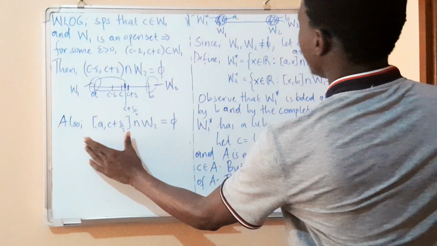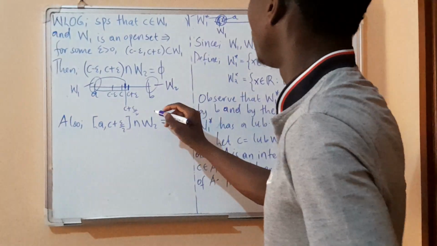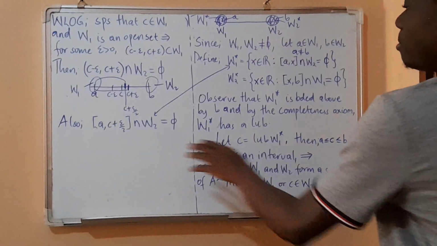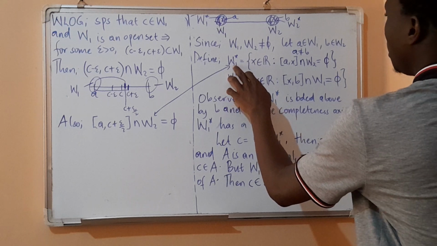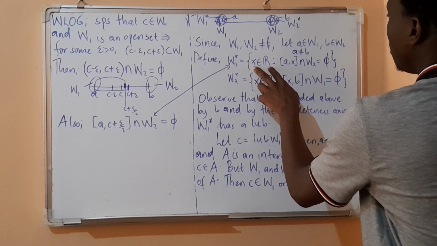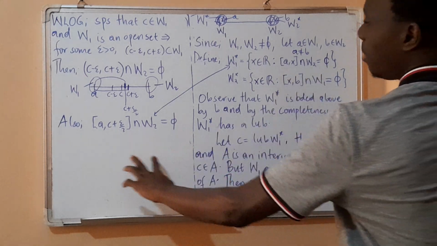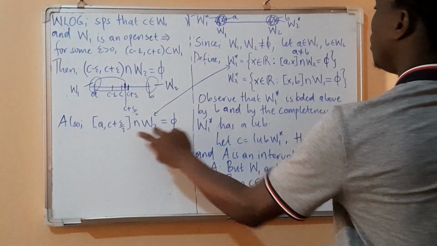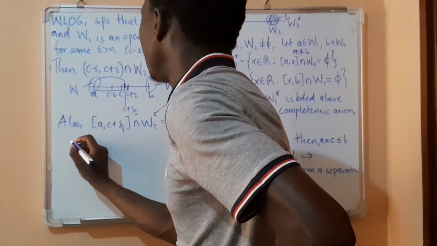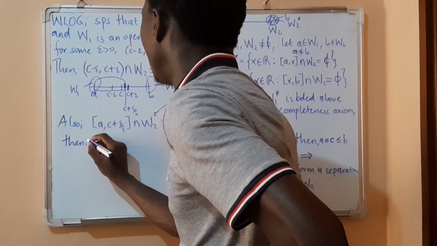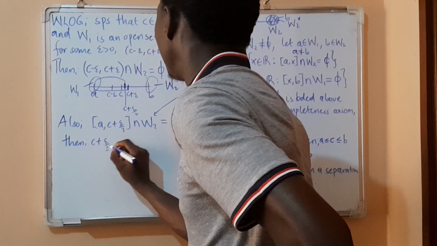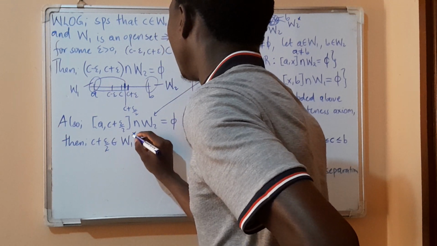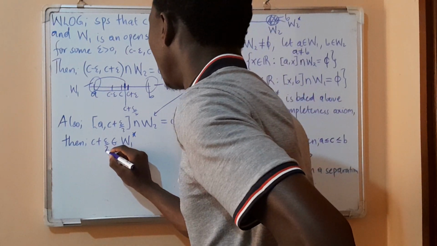So you observe that this set here somehow resembles something. You remember how we defined W1 star? It consists of real numbers which satisfy this relation. So now we have this relation here. It's like where there is x, we have substituted C plus epsilon over 2. So that means that C plus epsilon over 2 is an element in W1 star.